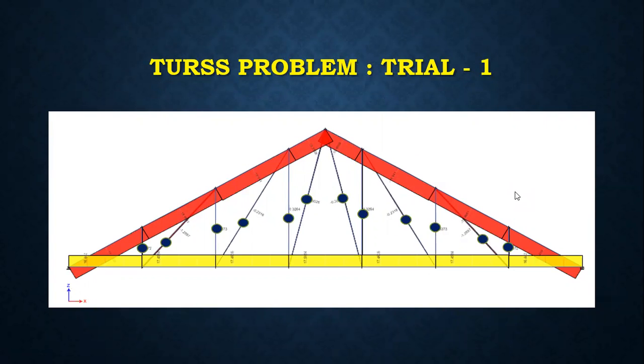In this picture, the red color indicates the members are in compression and yellow color indicates the members are in tension. You can identify here the principal rafter or top chords and the bottom chord are subjected to compression and tension respectively. All other members, which we call the web, are subjected to zero forces. So these black dots you are seeing indicate zero member forces.